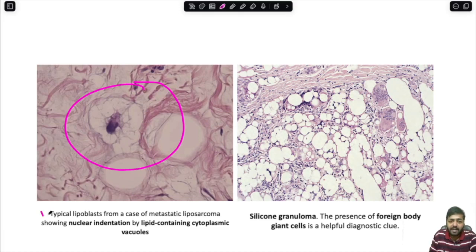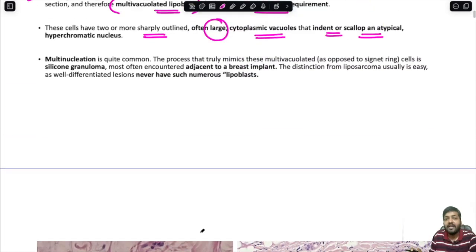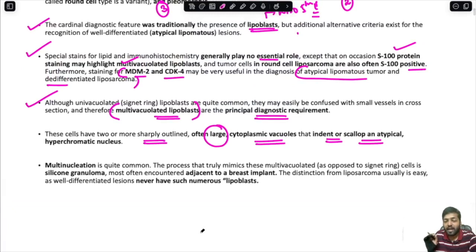So this is the typical lipoblast from a case of a metastatic liposarcoma showing nuclear indentation. See, this particular vacuole is indenting the nucleus like this. That is why we are saying nuclear indentation by lipid containing cytoplasmic vacuoles, okay. So this is how a multi-vacuolated lipoblast looks. Multinucleation is also very common.